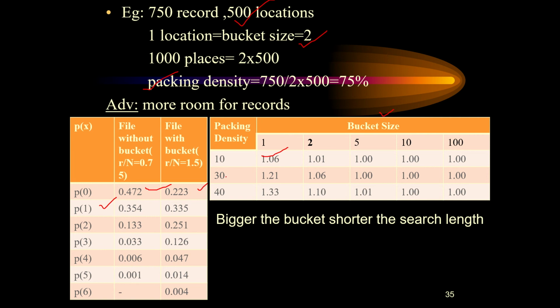And here if I'm having a packet density of 30, then in the case of using one address, one record, in that case it is 1.21, here it is 1.06. In the case of two records in a bucket and 5 records in a bucket, everything is accommodated, that is 1. Okay, that is what we see if it is using 10 bucket size or 100 bucket size. So we can come to a conclusion that the bigger the bucket, the shorter the search length. So we are able to access the records as fast as possible when the bucket size increases.